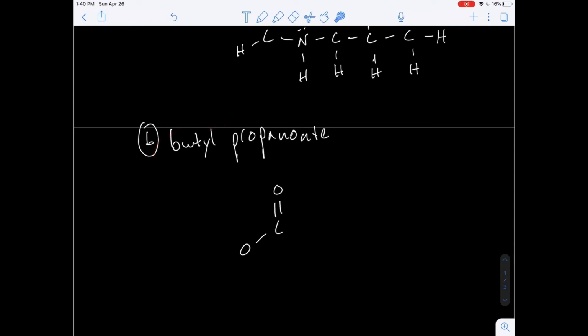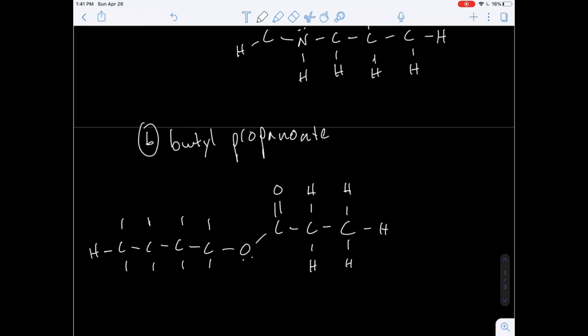That's what this butyl group is. The propanoate is the side over here. So there's going to be a 3 carbon chain, 1, 2, 3. This is the propanoate portion of it. And then the butyl is a substituent that's coming off of the O over here. So that's just a straight chain butyl group. 1, 2, 3, and 4. All filled with your hydrogens. So hydrogen in all those lines. So there's butyl propanoate.